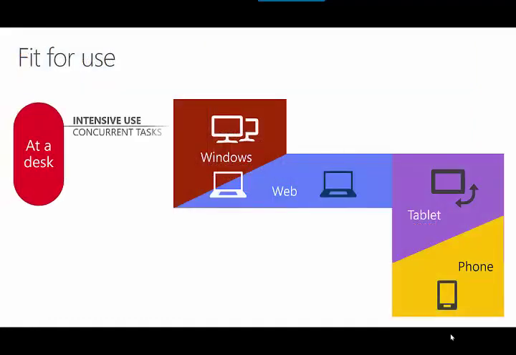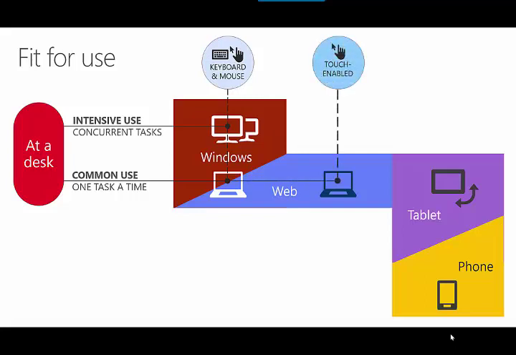The Windows client running on a desktop is a client that is best suitable for intensive use with concurrent tasks. With the Windows client it is possible to have more than one task window open at the same time. The web client is designed to run in a browser, and with one task open at a time it is very suitable for most common tasks. These two clients use keyboard and mouse to enter data and perform tasks. The web client is also touch-enabled for use on devices with touchscreens or 2-in-1 devices like the Microsoft Surface.